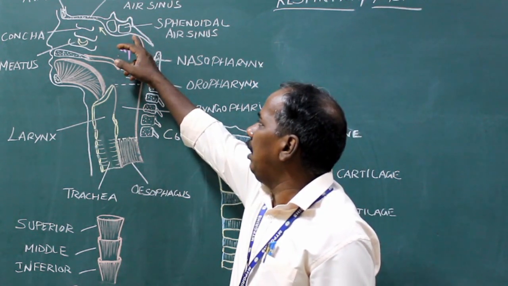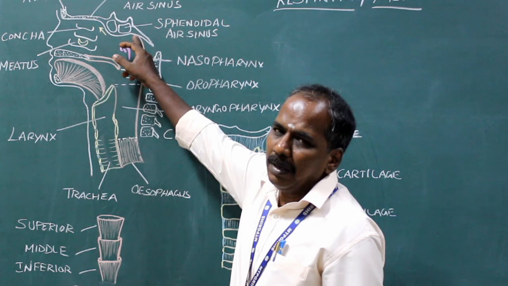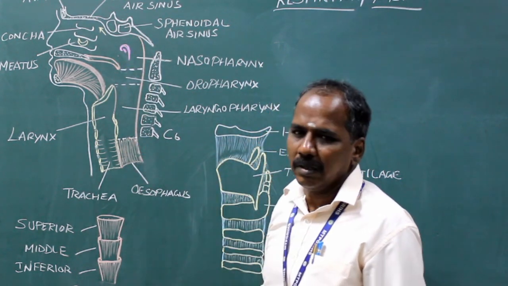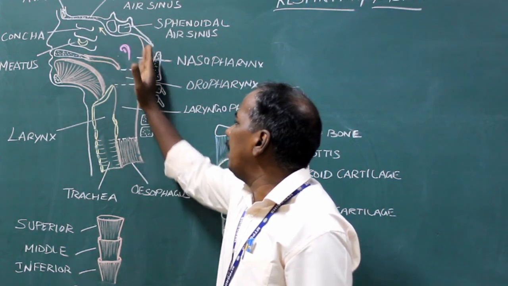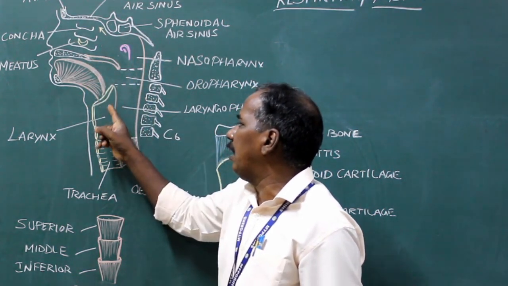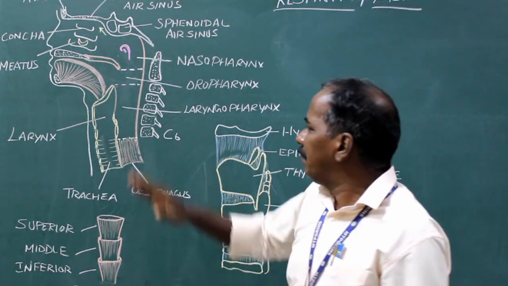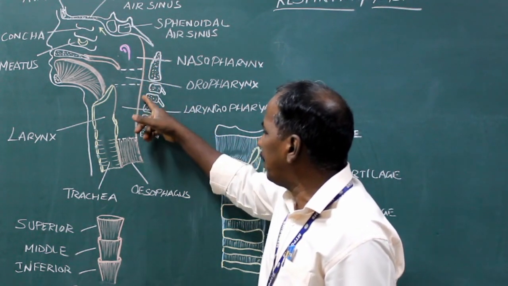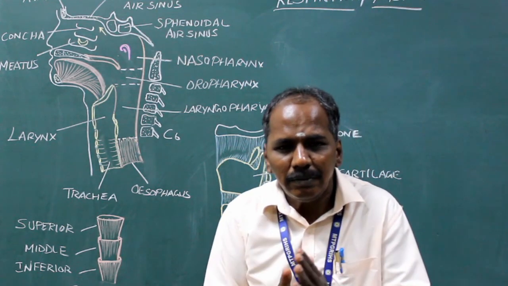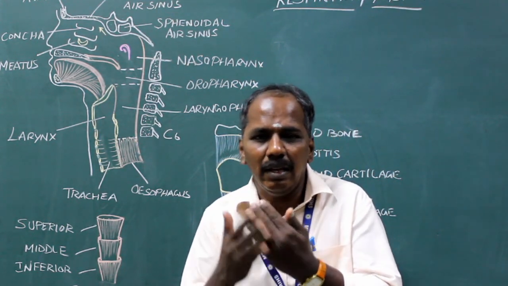So, superiorly, it is related to the base of the skull. Inferiorly, it continues as esophagus. Anteriorly, the pharynx communicates with the nasal cavity, oral cavity, and larynx. Posteriorly, it is related to the muscles present in front of the vertebra, that is paravertebral muscles, and the fascia covering it.